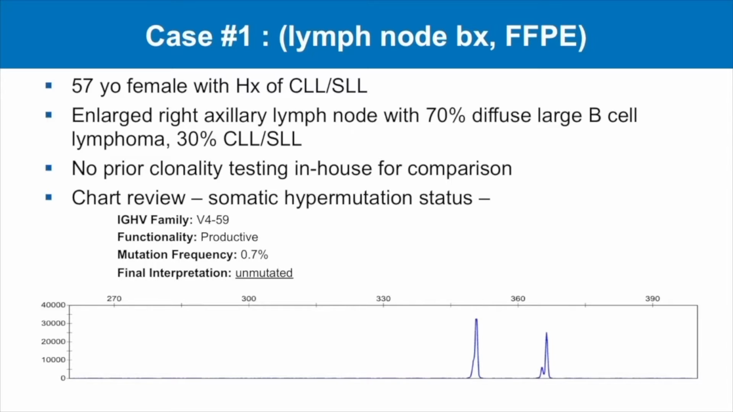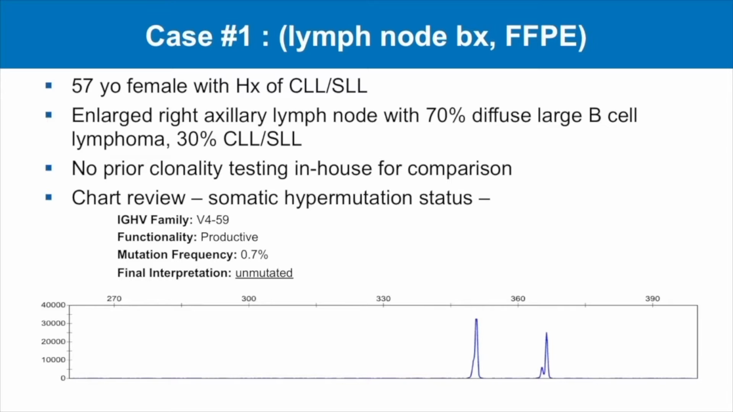However, we did have from the chart review that this patient had an original somatic hypermutation status done, and we knew that the sequence that we were looking for was this family V459. This patient happened to have a productive clone that then had an unmutated status.